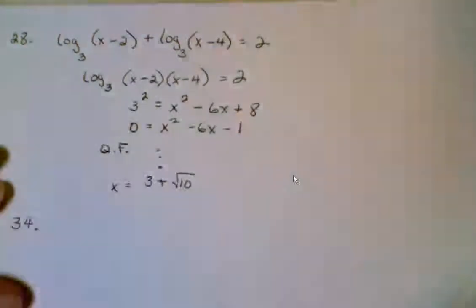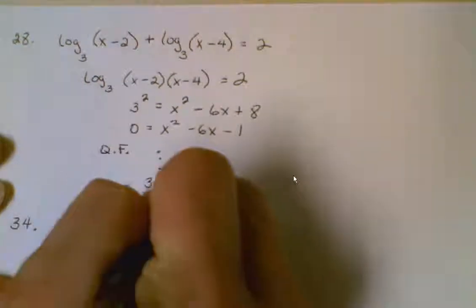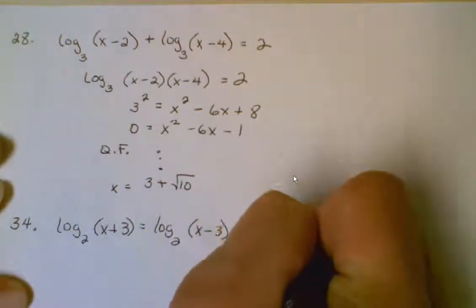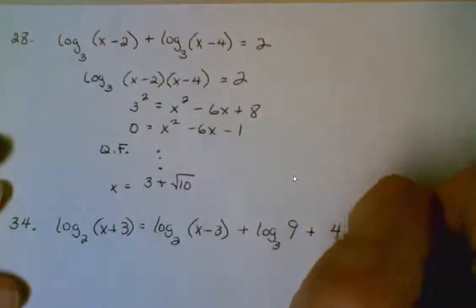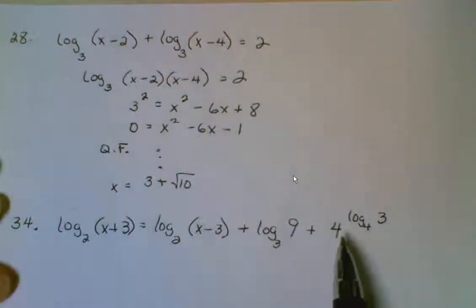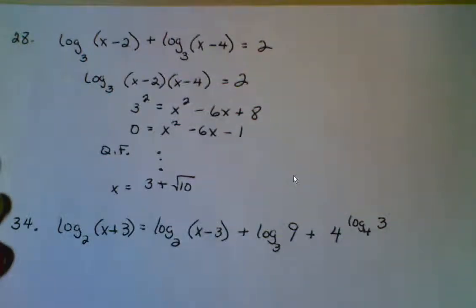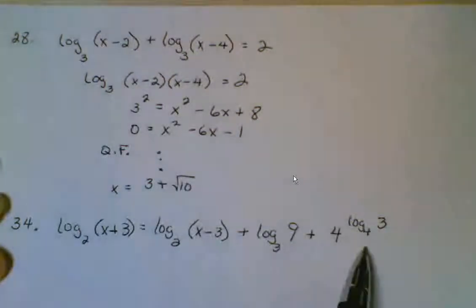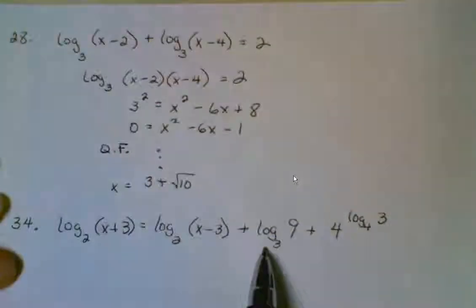All right, last one, number 34. I chose to do the ugliest one in the homework. Make sure that as you copy that down, you notice this is 4 to the log base 4 of 3. And I do have logs on both sides of the equation, but I also have strange stuff over here. This is a logarithm, but think about it.